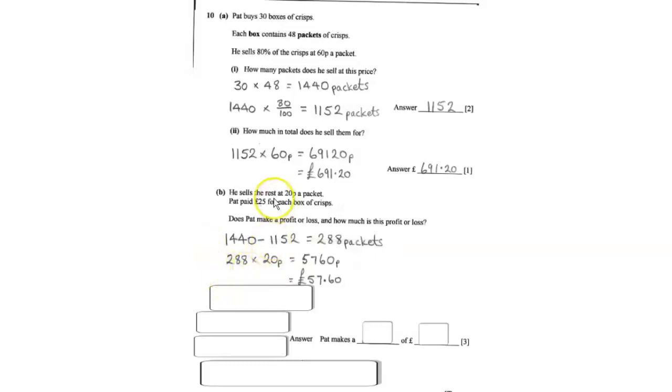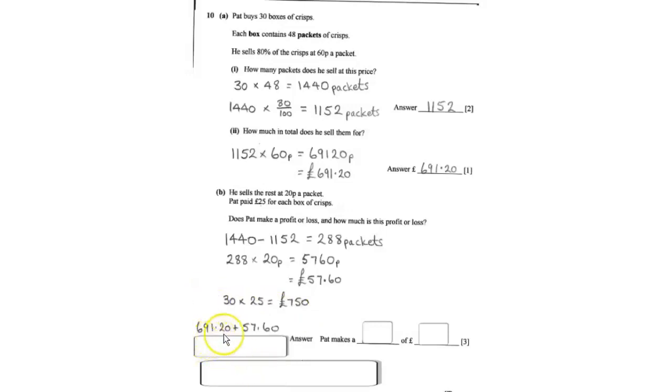So this is how much it says he sells the rest at 20p a packet. So we're working that out. So it's 5,760 pence. We're timesing with these, and then we change it to pounds. So that's what he sold on there. Next, we find out how much he bought it for. You know that there's 30 boxes of crisps, and it tells you there, Pat paid £25 for each box of crisps. So £750 is how much he bought it for.